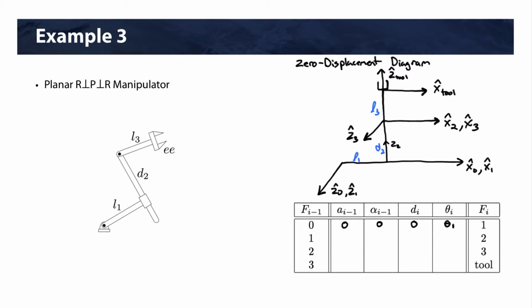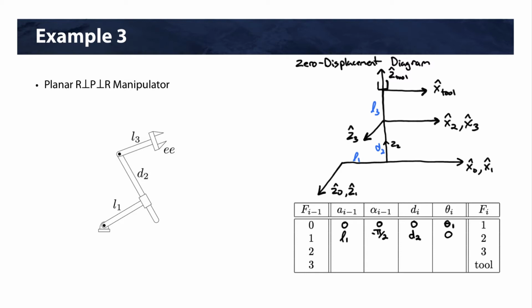Now going from frame 1 to 2. Well, the distance between Z's we know is L1. The angle between Z1 and Z2, well, they're 90 degrees apart, and if you look, that's a negative rotation about the X1 axis. So that's going to be minus pi over 2. And then the distance between X's, well, this is our joint variable for joint 2, which is D2. And then the angle theta is going to be 0, because it's just a prismatic joint.